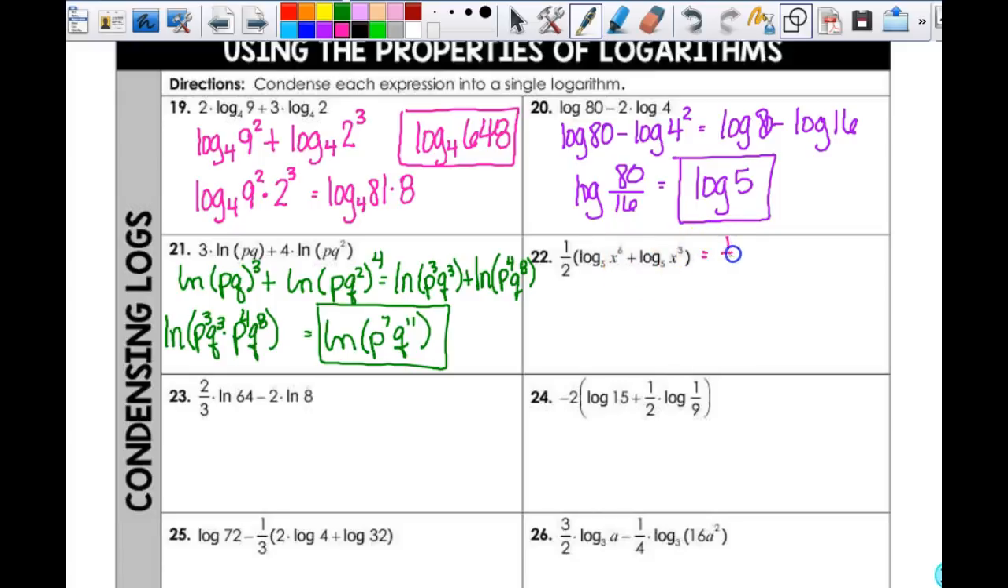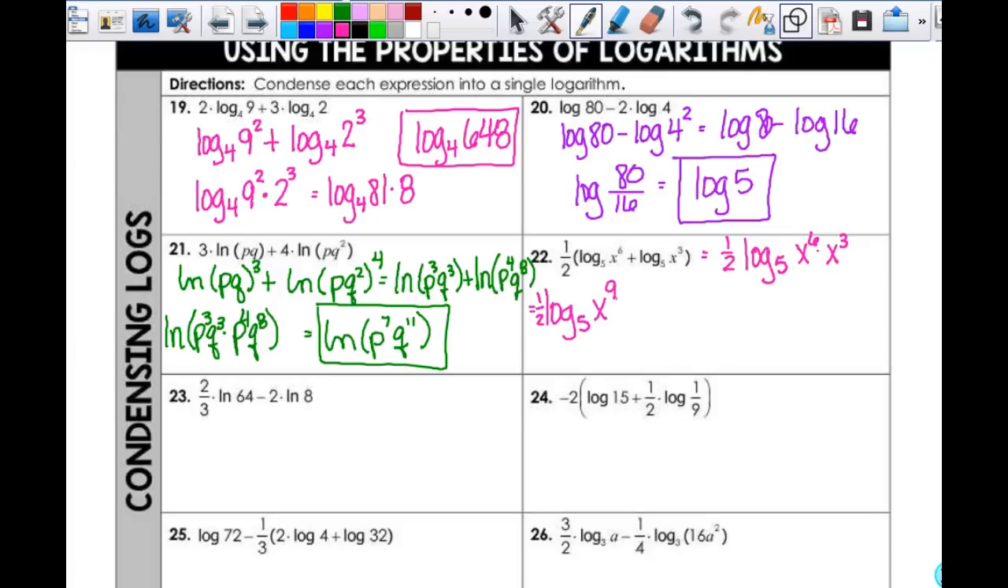So this becomes 1/2 times the log base 5, and since this is addition, this becomes x to the 6th times x cubed. So that's going to become 1/2 of log base 5 of x to the 9th.